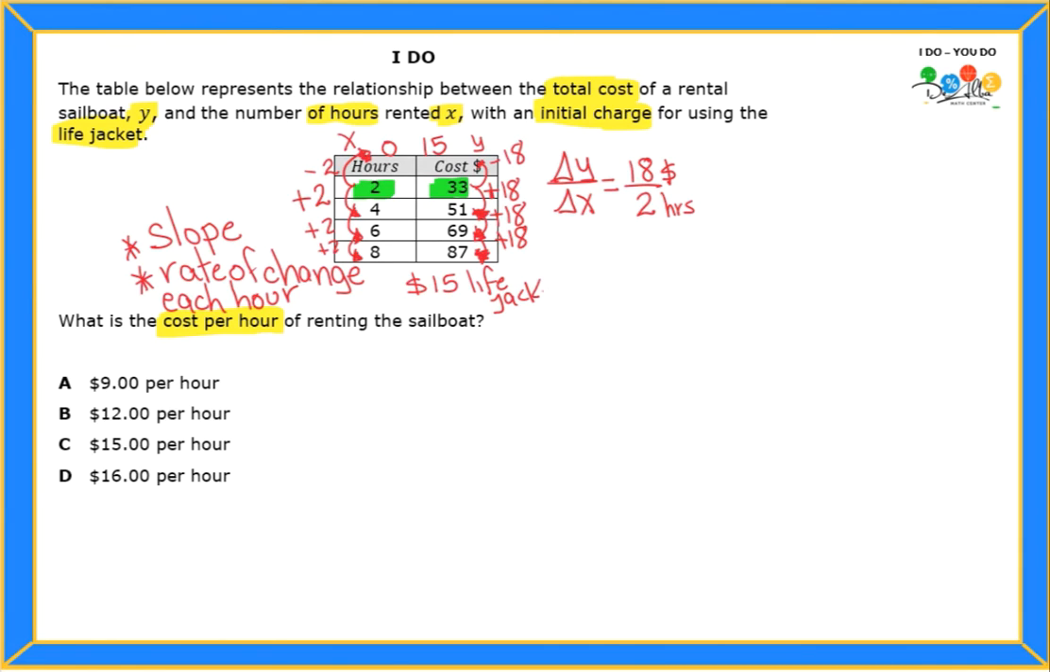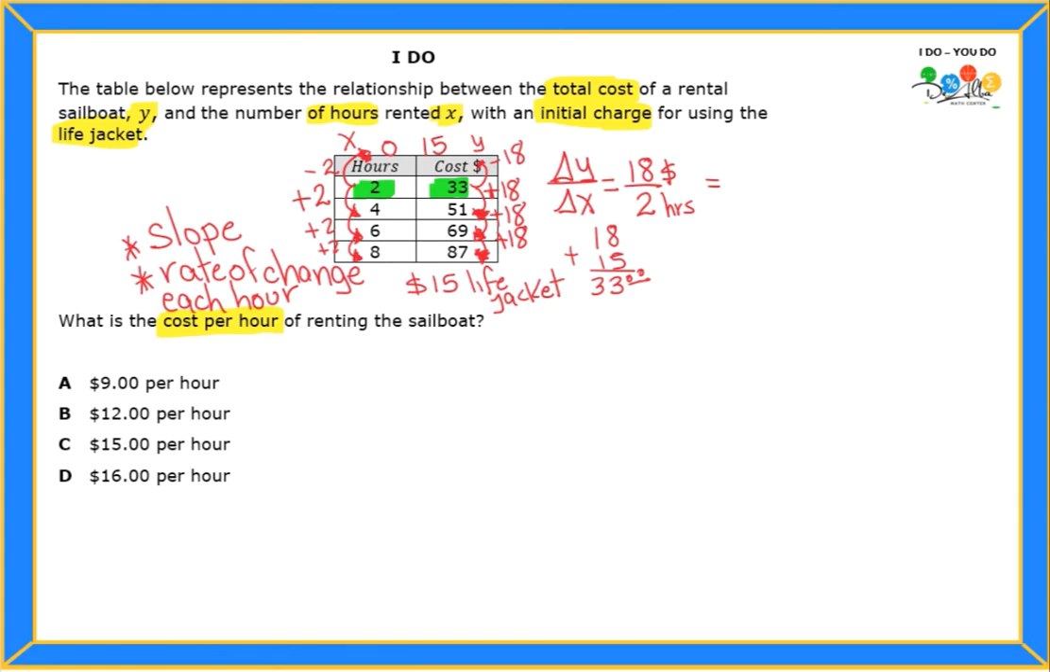I know they're not asking you for that, but I can tell that this will make more sense now, because I'm going to go back to my rate of change where it says 18 over 2, which, by the way, is not simplified, and we're going to do that in just a minute. So right here says that for the 2 hours, you need to pay $18, but then you got to pay for the life jacket. Is that right? And that will give you $33. Isn't that the same 33 that is on the table? Okay, so now hopefully this makes more sense for you, right?